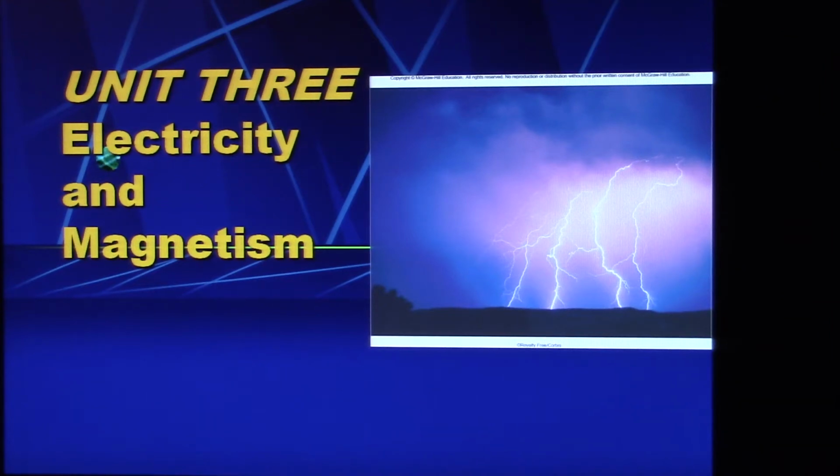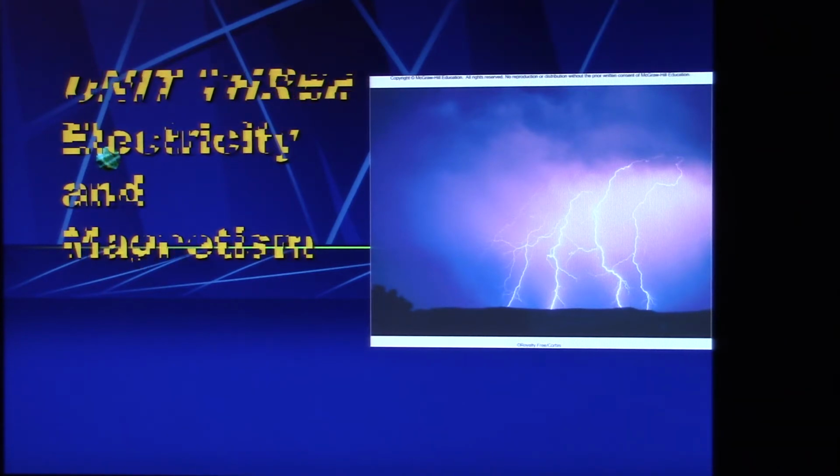Okay, Physics 15 class. Today we're just going to start Chapter 12. We're just going to introduce it. There might be one or two questions on a test. That's about it. We're just going to get the ball rolling on electricity and magnetism.